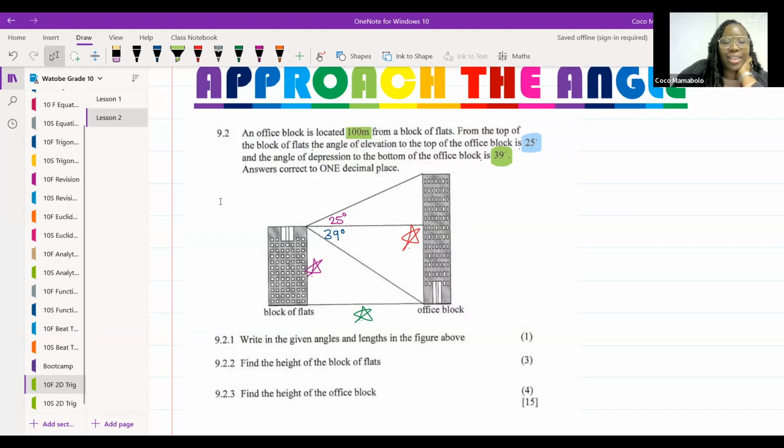Where does the 100 meters go? Good. Not 100 meters apart. The greens have it, and the green would be correct. Exactly, this part over here is 100 meters. So you're going to get 1 mark to bring those in correctly. Well done. Now it says, find the height of the block of flats.